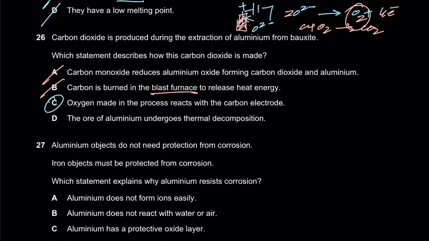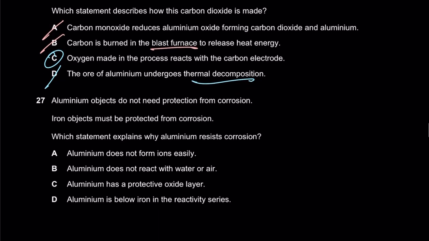The ore of aluminum undergoes thermal decomposition. Thermal decomposition means the breakdown of any substance by providing a lot of heat to it, right? By heating it in the absence of oxygen. Here, sir, we are not decomposing it by heat, we are melting it, and after melting we do electrolysis, not thermal decomposition. There's a difference between thermal decomposition and melting.